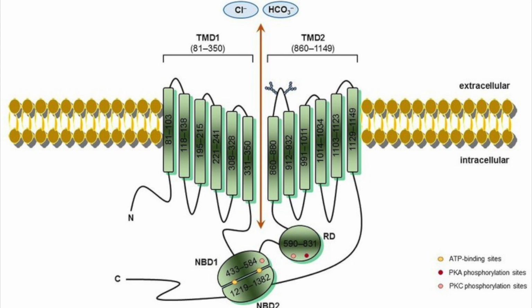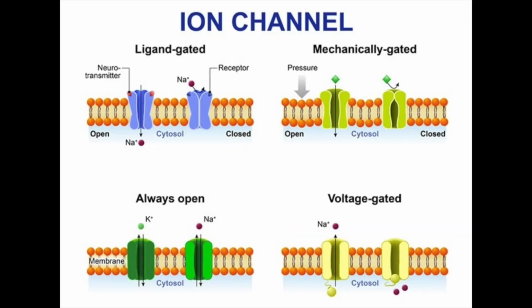Next we have open channels. Open channels or leak channels spend most of their time with their gates open, allowing ions to move back and forth across the membrane without regulation. These gates may occasionally flicker closed. Lastly, we have gated channels. Gated channels spend most of their time closed, but when they open, they allow ions to pass through them.